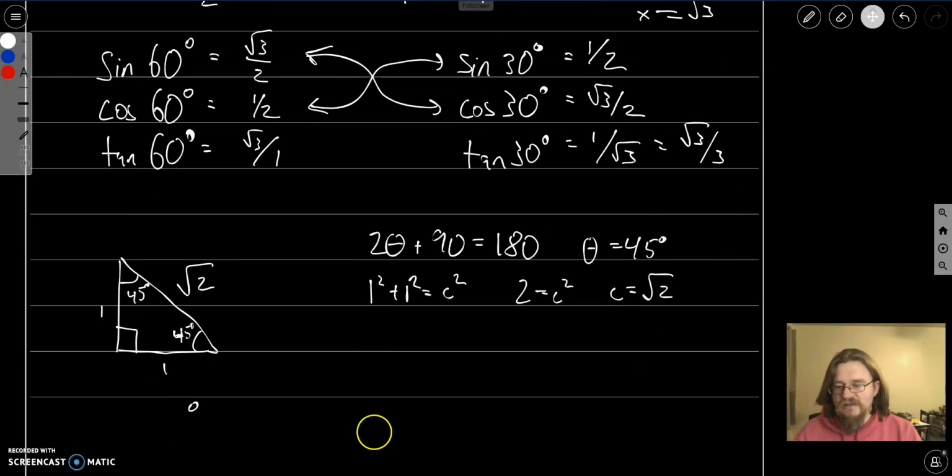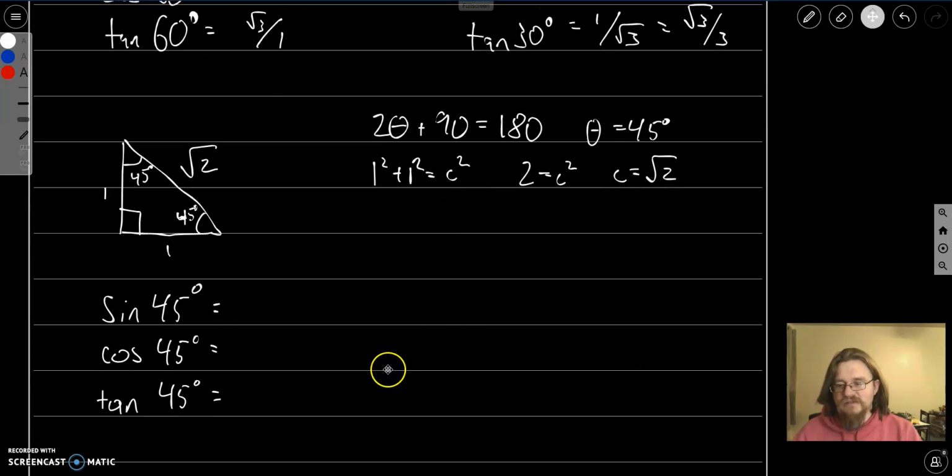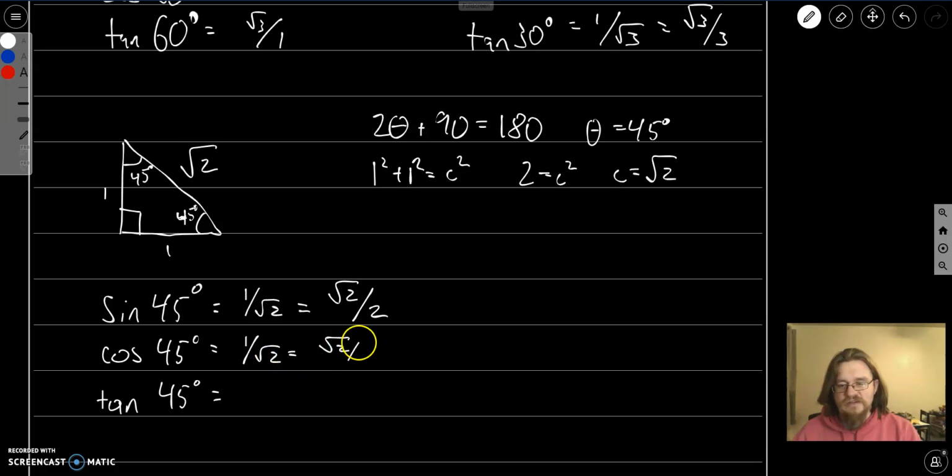And we can calculate some sines, cosines, and tangents. Sine of a 45-degree angle is going to be opposite over hypotenuse. If I rationalize this, take the top and bottom times the square root of 2, I get the square root of 2 over 2. The cosine of a 45-degree angle is going to be the adjacent over the hypotenuse. And again, if I rationalize it, I get the square root of 2 over 2.